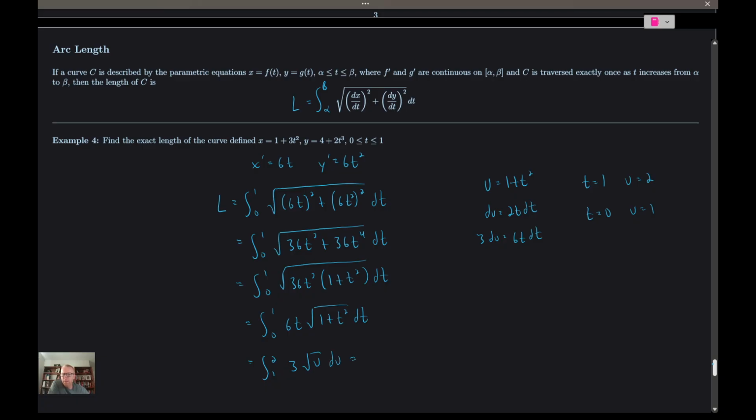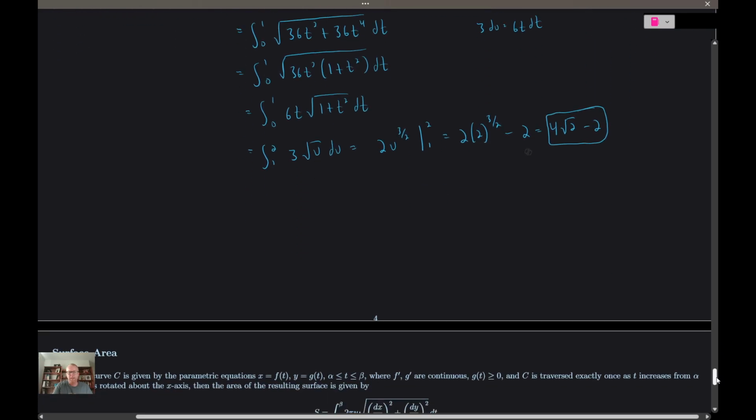Integrate square root u. This will be u to the 3 halves divided by 3 halves. So 3 divided by 3 halves will give us 2u to the 3 halves from 1 to 2. This will give us 2 times 2 to the 3 halves minus 2. And so we can rewrite this. This could be 2 times 2 times square root of 2, which would be 4 square root 2 minus 2. Or you could write 2 to the 5 halves. Either way, I think is fine.